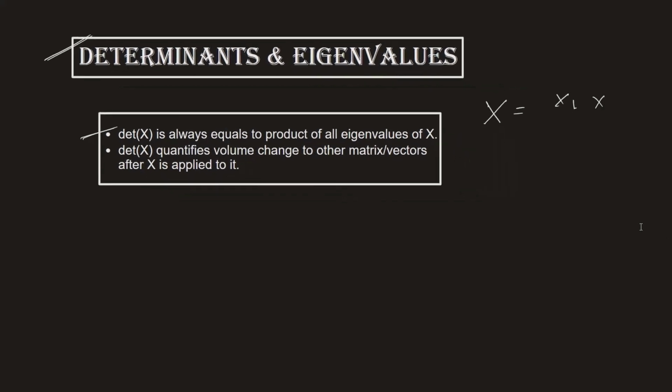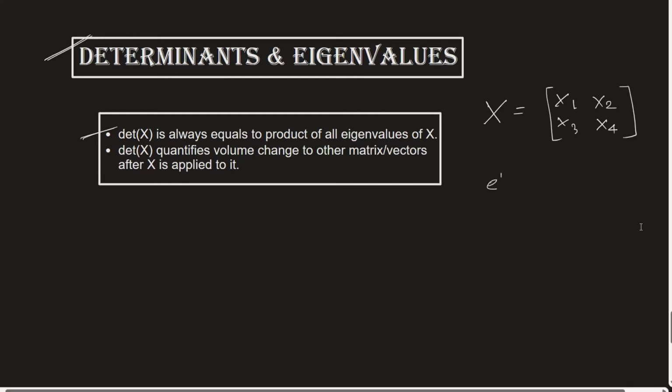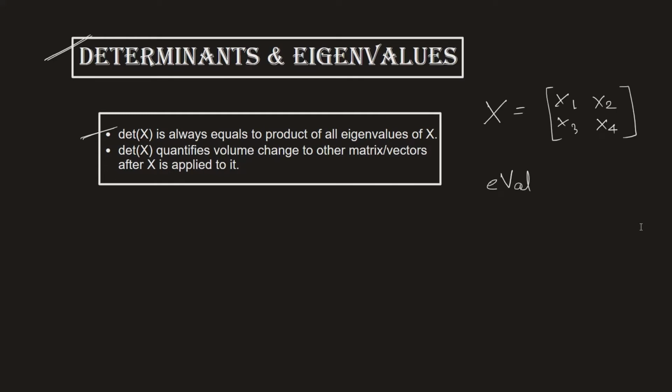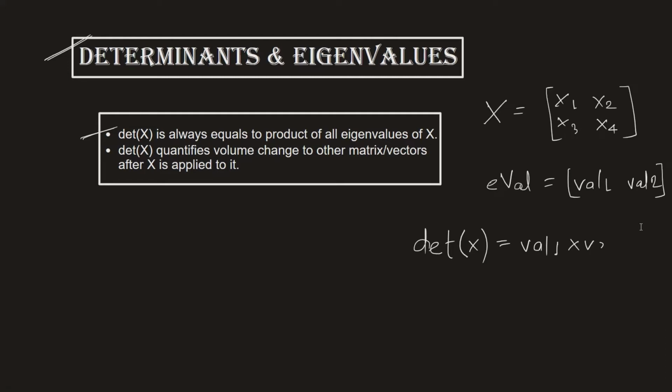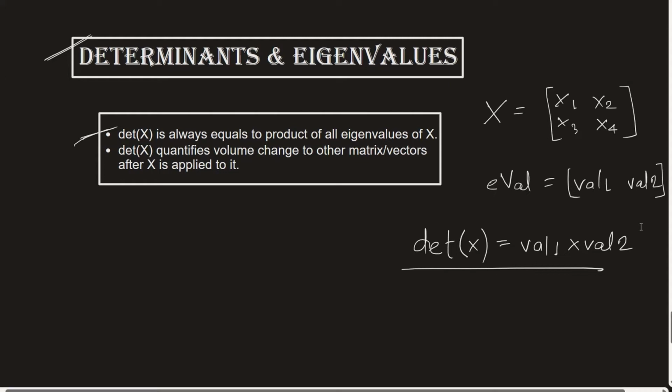So let's say we have X1, X2, X3 and X4, and let's say the eigenvalues for this matrix are val1 and val2. In that case, the determinant of this matrix X will be exactly equal to the product of its eigenvalues, which is val1 multiplied by val2.